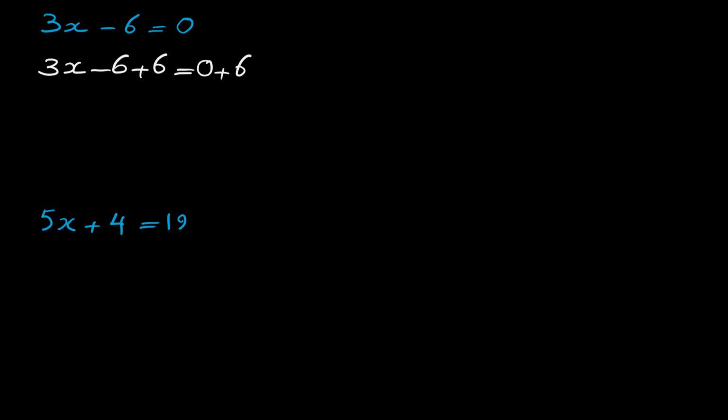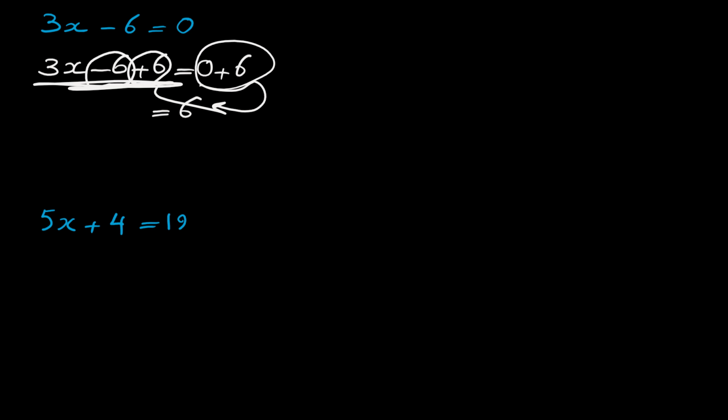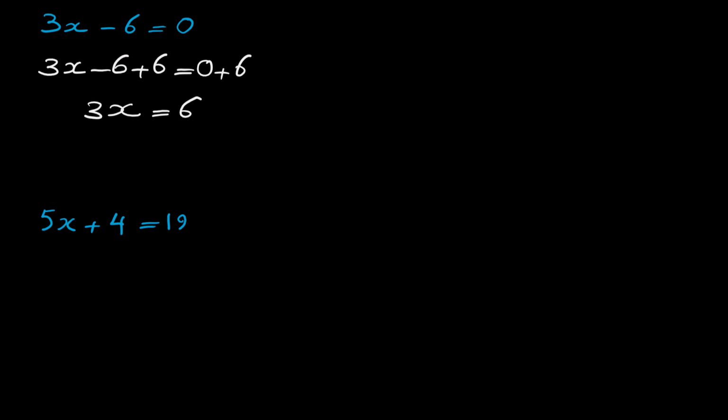Now, let's simplify the left side and the right side. If we pay attention to the right side, 0 plus 6 is 6. What about the left side? Negative 6 plus 6 is 0. So this is gone. These two cancel each other. So on the left side we only have 3x. So now we have to work with this equation, which is simpler.